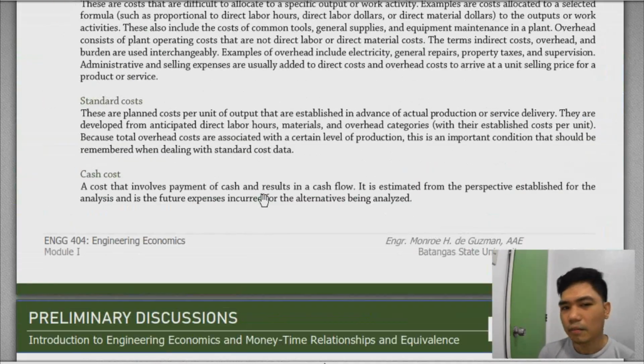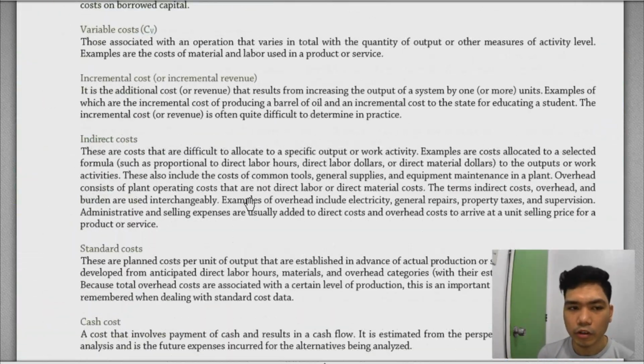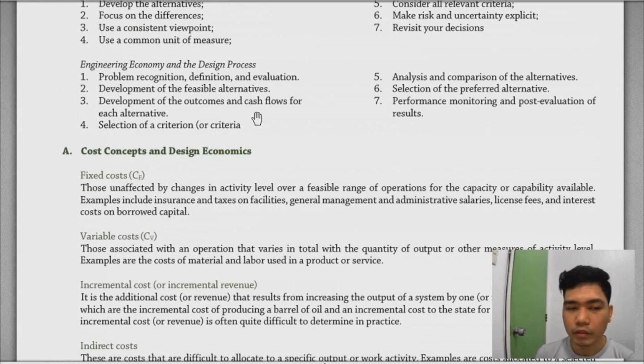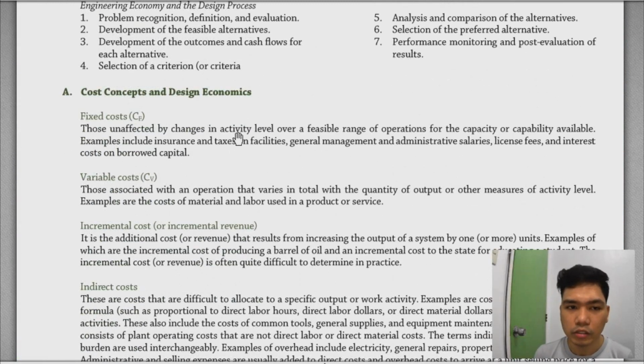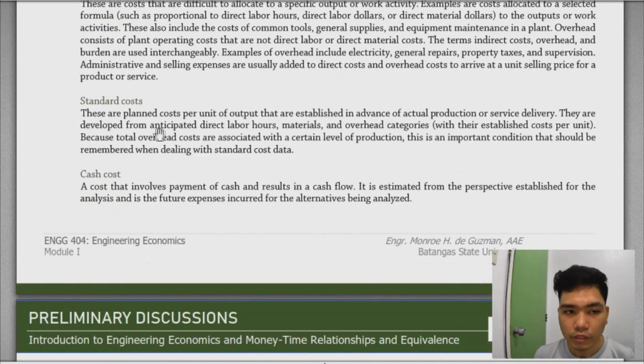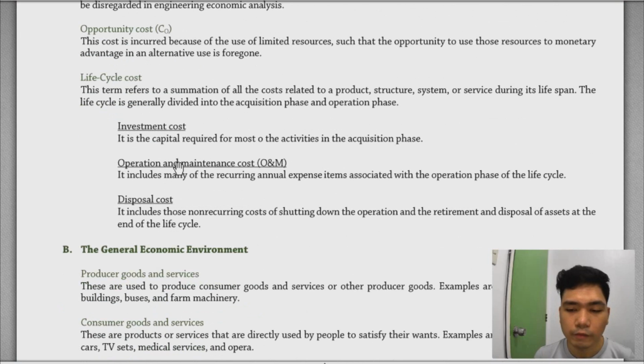And that's mostly what happens when we talk about the cost concepts of a certain product. So that is mostly the cost concepts and design economics of our engineering economy. So we have these fixed costs up until the life cycle costs.